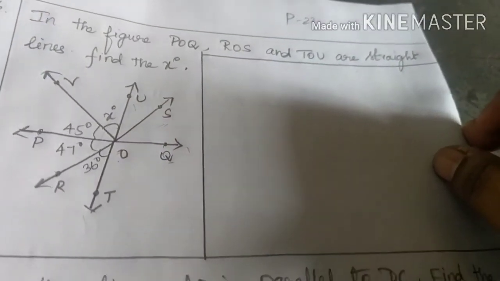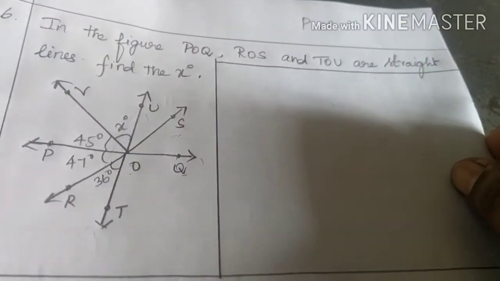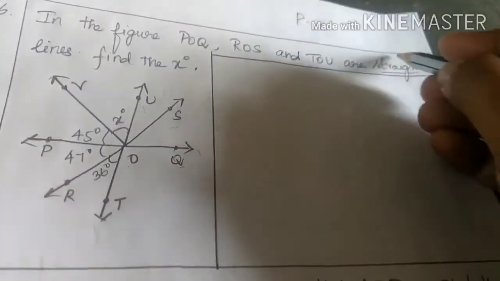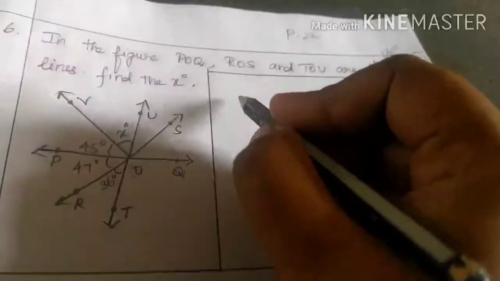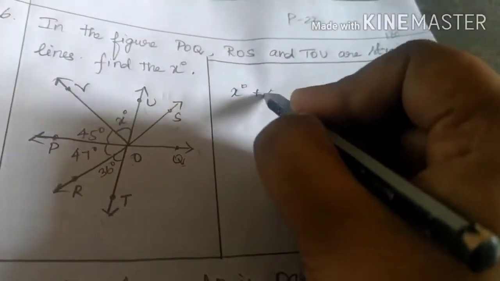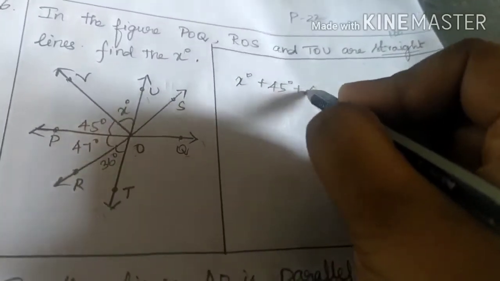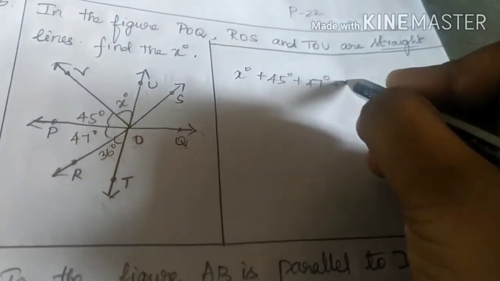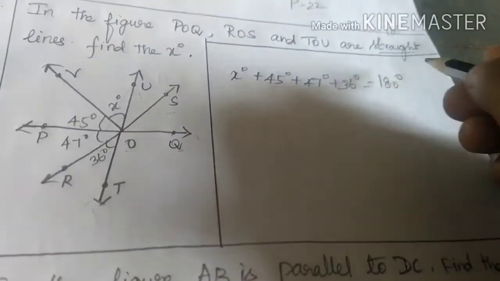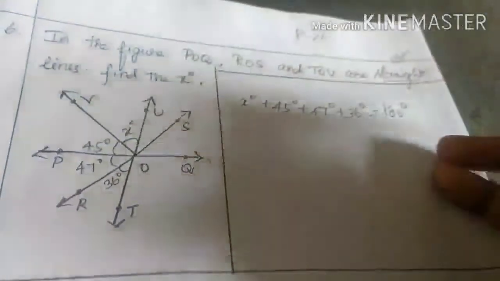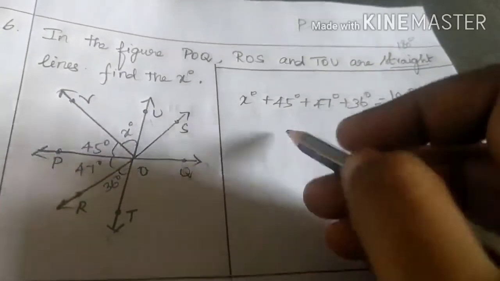Find the angle x. As I said before, a straight angle means we have to take it as 180 degrees. We have to add all of these and set it equal to 180 degrees. First is x degrees plus 45 degrees plus 47 degrees plus 36 degrees equals 180 degrees, because it is given there that it is a straight line. So now we want to add this.